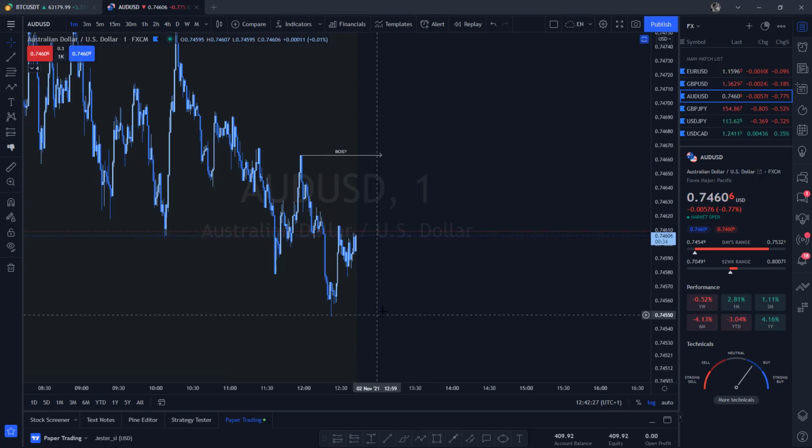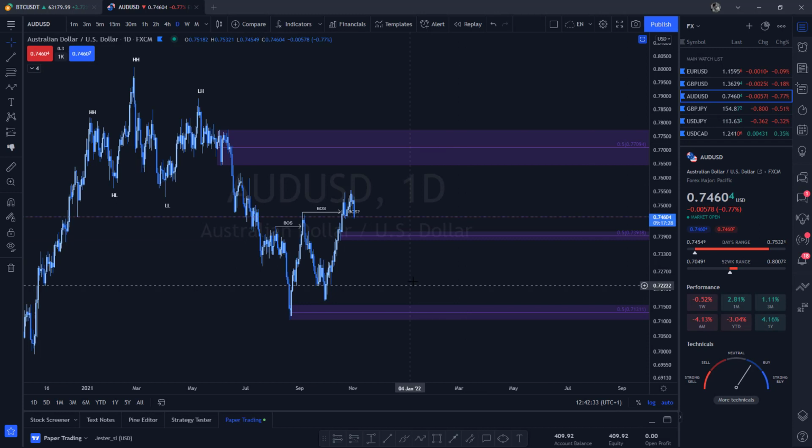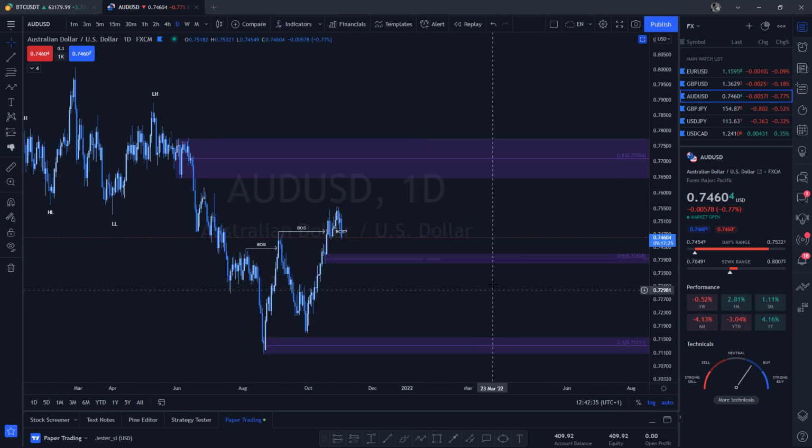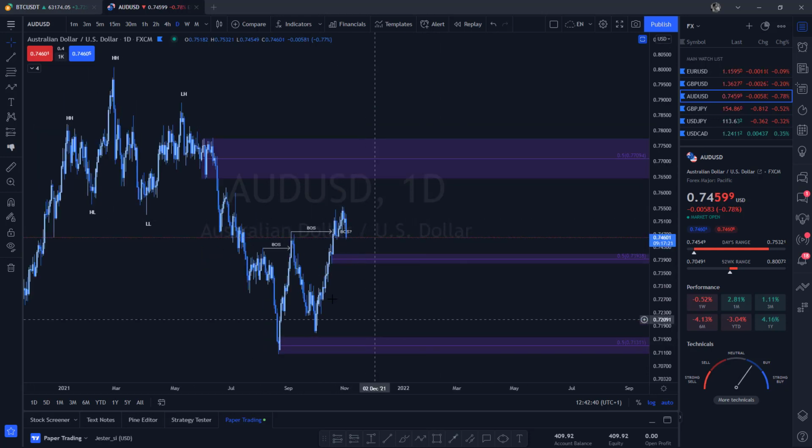That's it for EU, or shall we take a look on a daily? Yeah. Okay. This is the shift on the structure on a daily, and this could be a complex pullback from the last swing down that was this one here.